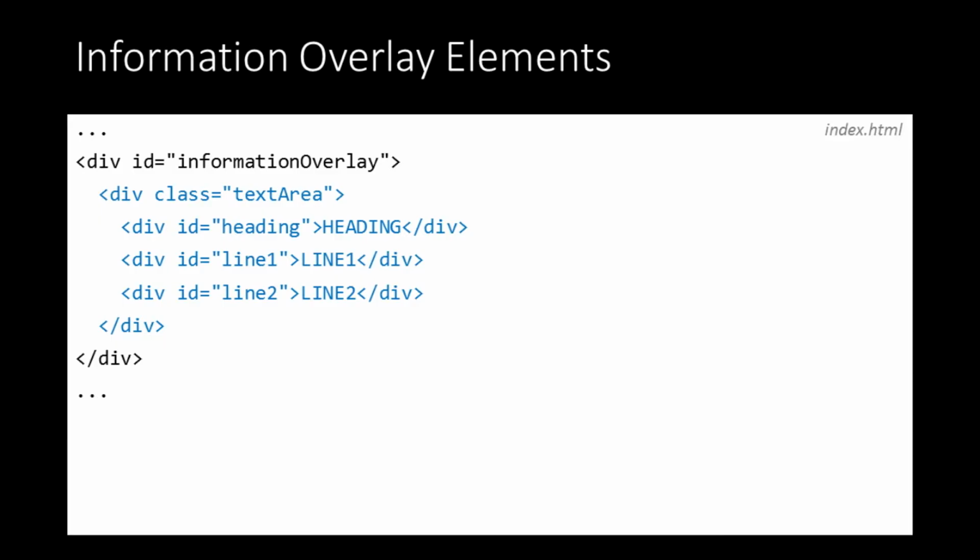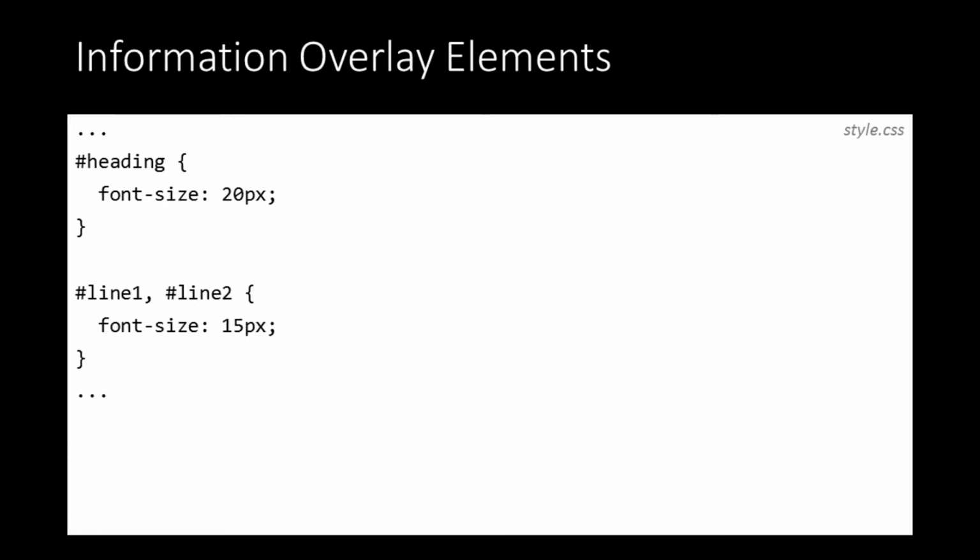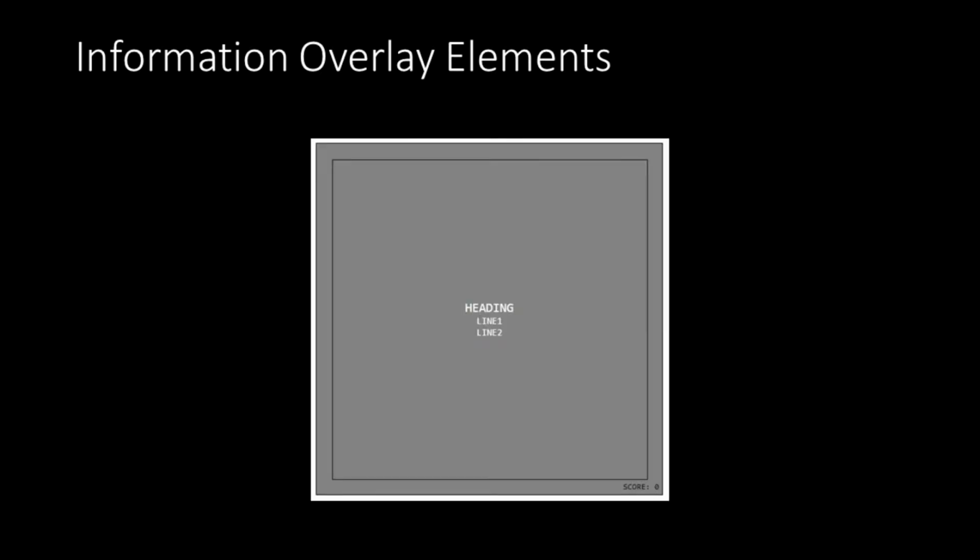Inside the information overlay, we add some elements to display information. Now these elements are placed inside a div with the class text area. The text area is styled to be in the middle of the information overlay. And we give the heading a font size of 20 pixels and the lines a font size of 15. The HTML file should show the heading and lines in the middle of the information overlay.